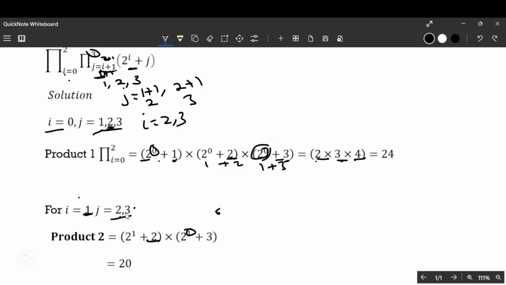So we are going to have 2 exponent 1, which is 2 plus 2, which is 4, times 2 exponent 1, which is 2 plus 3, which is 5. 4 times 5 gives us 20. i starts from 0 and ends at 2. So this is the last part. For i equals 1, j will be equal to 3.